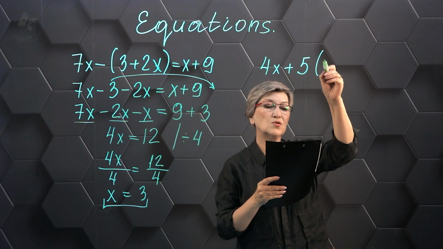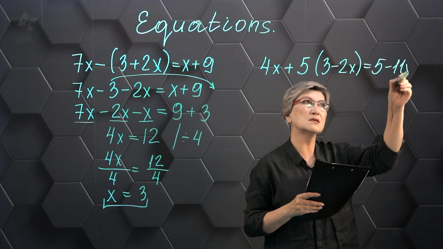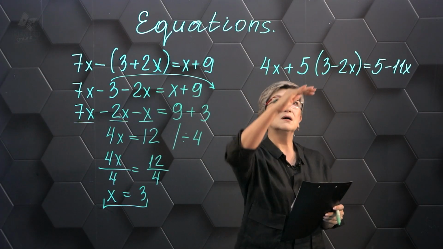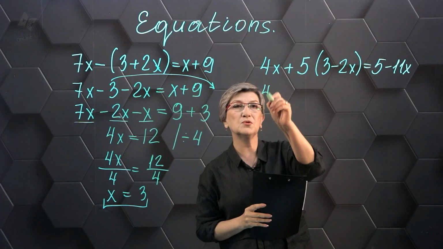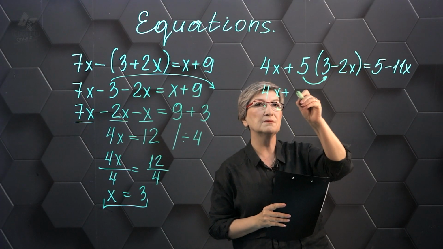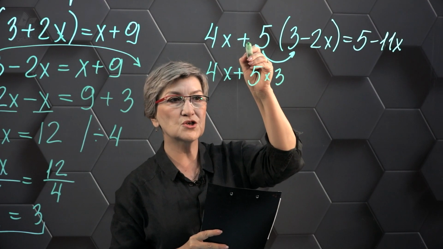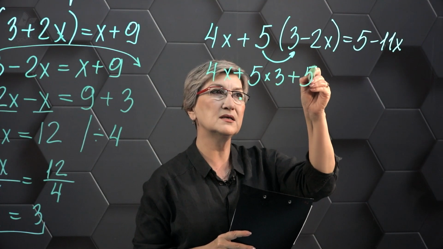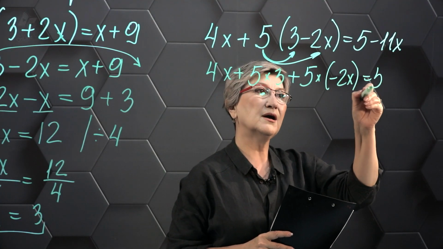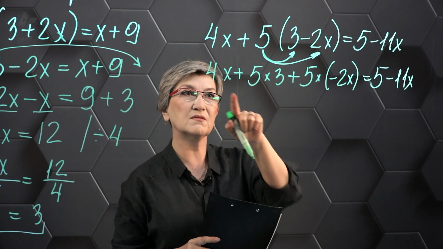4x plus 5 and the expression 3 minus 2x in parentheses equals 5 minus 11x. Let's do the action. Convert the left side. Open the parentheses. To do this, let's remember the following rule. In order to open the parentheses, I must multiply 5 by 3. Go back to the number 5 and write the number 5 with a plus sign times minus 2x. And I'm rewriting the right-hand side because I don't do any conversions on the right-hand side.